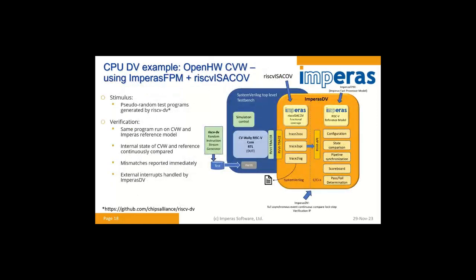What we did is we also took the core, put it in a test bench, and ran it with the Imperas DV product, which includes the reference model and connects to the ISACOV and connects to the core with a trace. We used the Chips Alliance random generator that came from Google, RISC-V DV, to generate random tests for it. You basically run the test on the RTL, and on every event, you do continuous compare with the reference model in the Imperas DV technology, and mismatches are reported immediately, and it can also handle asynchronous events and everything. So it's a complete verification solution for comparing.